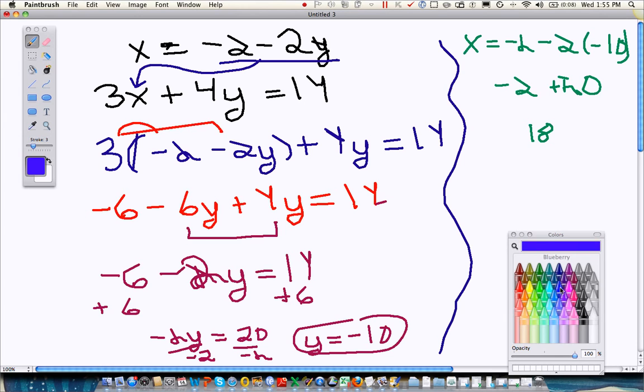Now, since these are x and y's, we can actually write them as ordered pairs, the x coming first and the y coming second, if you'd like to. But you could also leave it as x equals 18, y equals -10. Just remember, you have to have two solutions and two answers when you're done. If you have just one, you're not completely done with the equation, so be sure to double check.